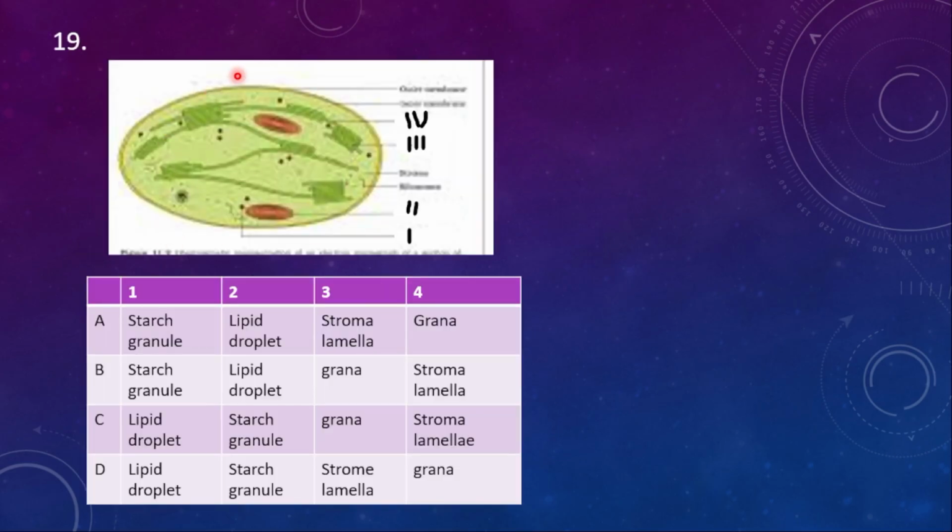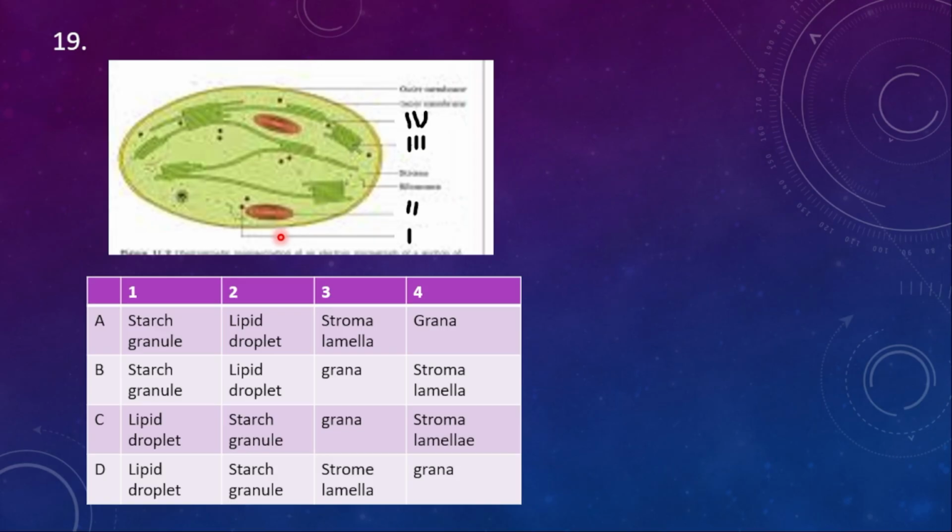Next, 19th one, this is the structure of the chloroplast. Chloroplast has a double membrane system, and this is the outer and then inner membrane, and these are the grana. This one is a granum, and this one is one more granum. The membrane in between two grana is called stroma lamellae.